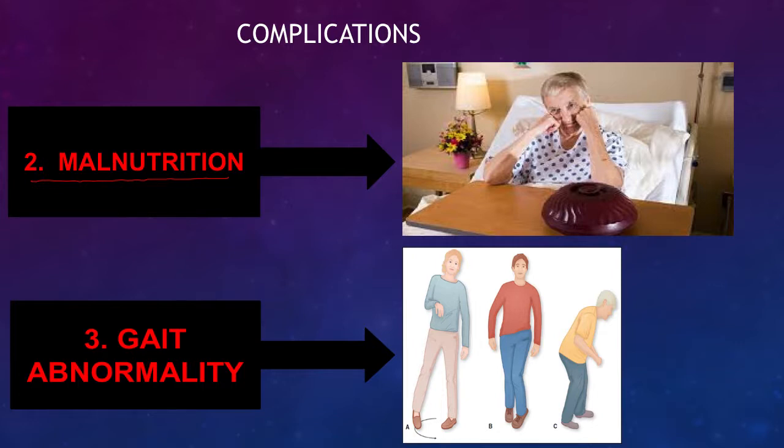Malnutrition is the second complication of Huntington's disease. Due to the involuntary movements of the patient's arms and legs, the patients with Huntington's disease may develop gait abnormality. Gait abnormality makes ambulation impossible.